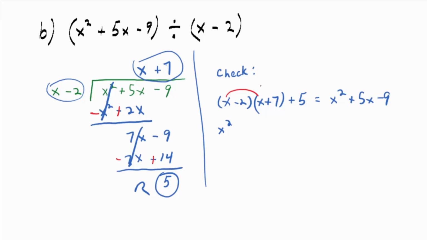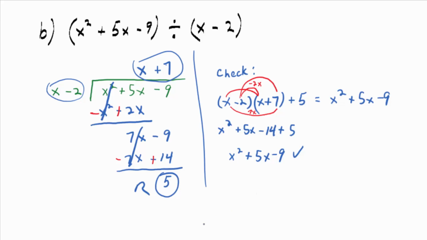So the first gives you x squared, the outer and inner. Well, the outer gives you 7x, and the inner gives you minus 2x. What do those make? So plus 5x, and then the last gives you minus 14. But you're adding in 5, so are you going to get the minus 9 on the end? You betcha. X squared plus 5x minus 9. Check.